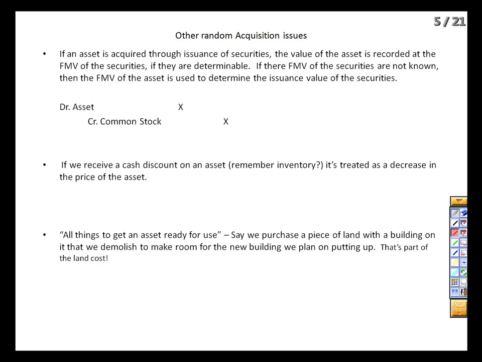The last item is this all things to get an asset ready for use thing. This is a pretty broad statement. Let's say we buy a piece of land that has a building on it, and we plan on bulldozing it and building our own factory. Well, the land isn't ready for us to use yet, so long as that building is still sitting there. The cost of knocking it down and hauling it away needs to be capitalized as part of the land as well. So don't stop with the capitalization just because we wrote a check to the seller. There may be more involved. So there's the birth of our assets in general terms, with a little bit of detail thrown in.